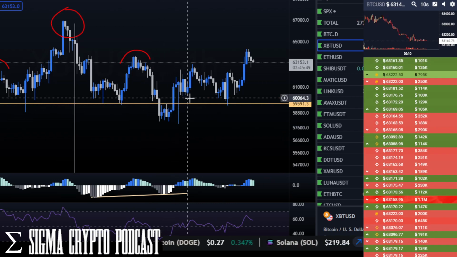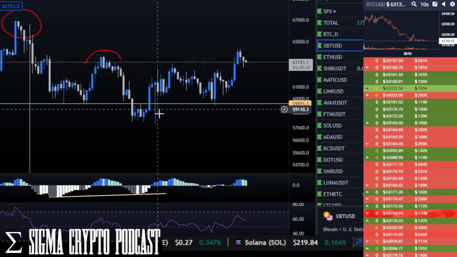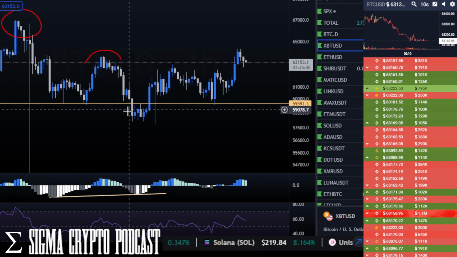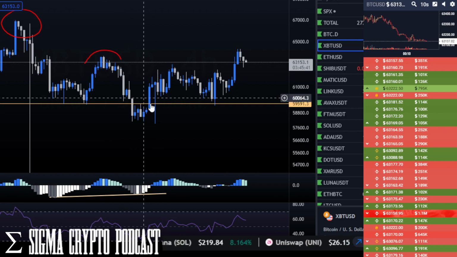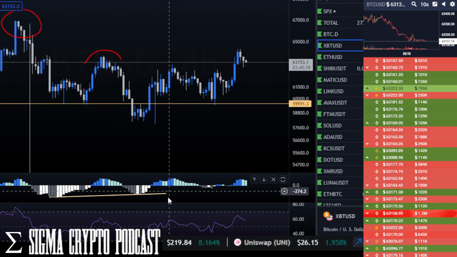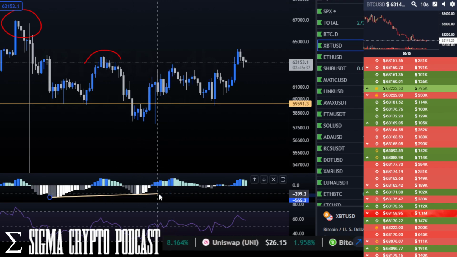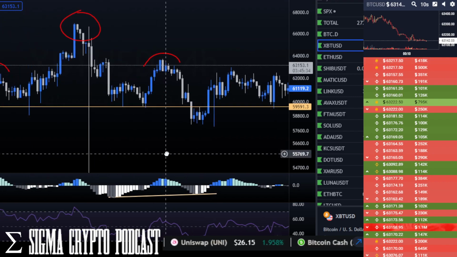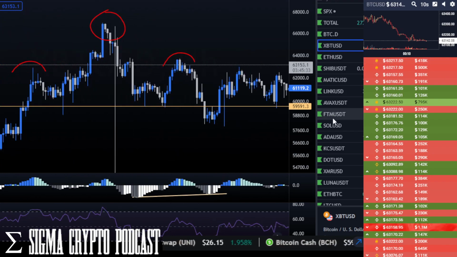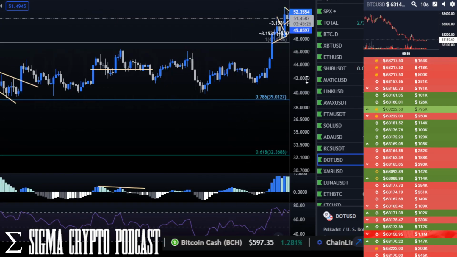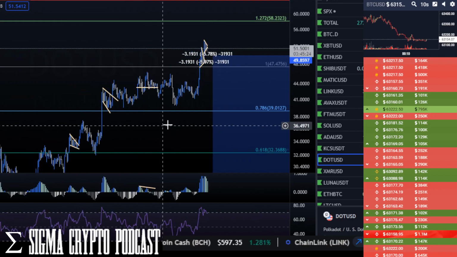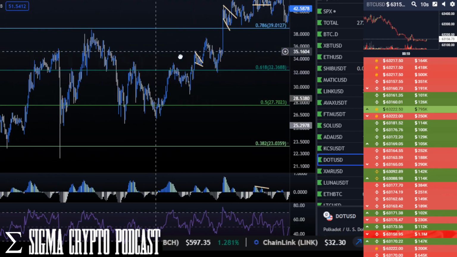Once you see this continue, you might look for an entry back into Bitcoin once you see that it breaks back above this neckline that it broke below to confirm the head and shoulders. Basically a fake out. That's where you can look. On the opposite of that, it's a failed head and shoulders pattern, and we saw that on DOT too. We saw a failed head and shoulders play out on DOT right here.